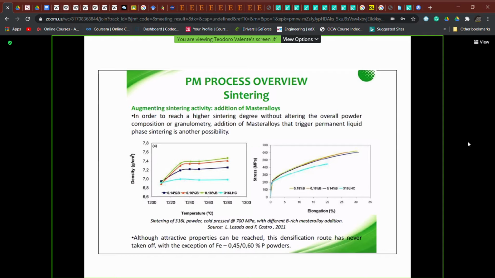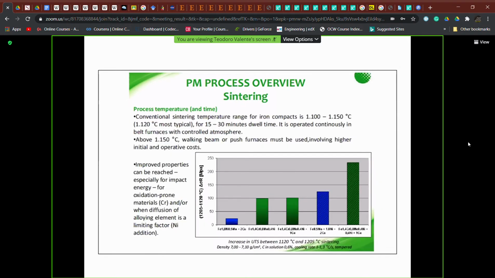And in this case, we say that there is a liquid phase sintering process. But usually, and generally speaking, the sintering approach does not involve any liquid phase, at least of the starting materials, not of the master alloys, being obviously, and again I say, based on solid state diffusion process.